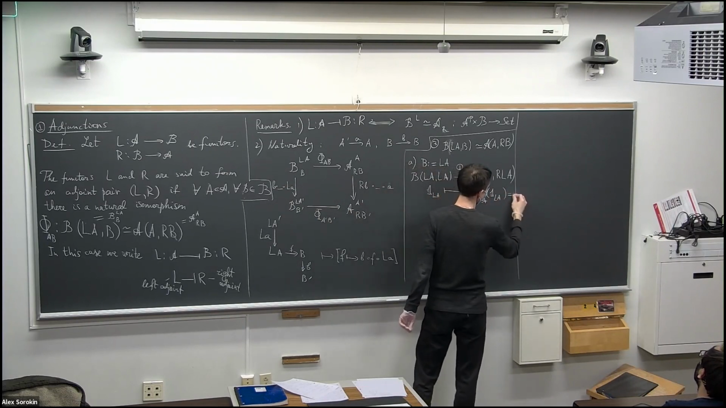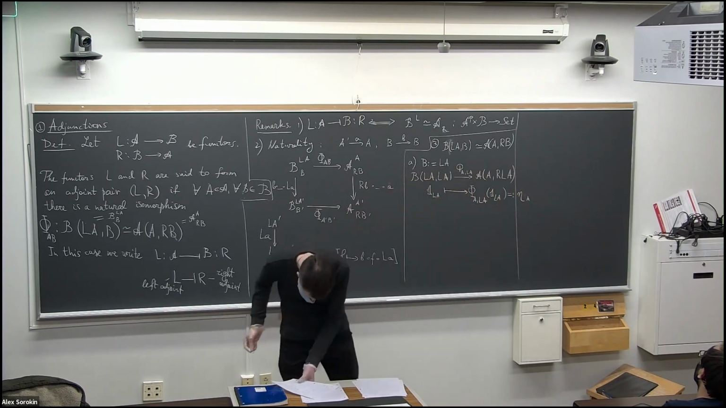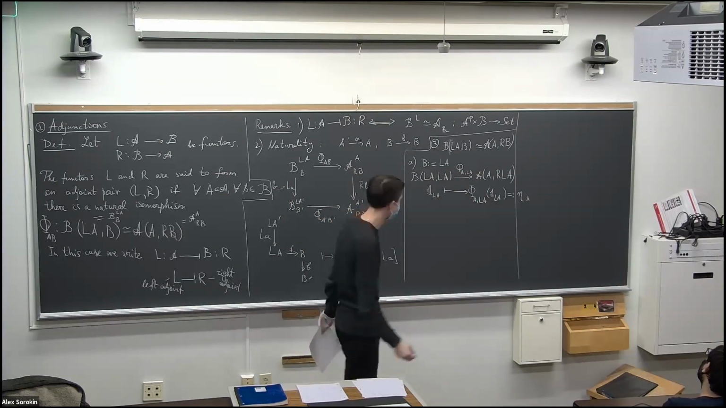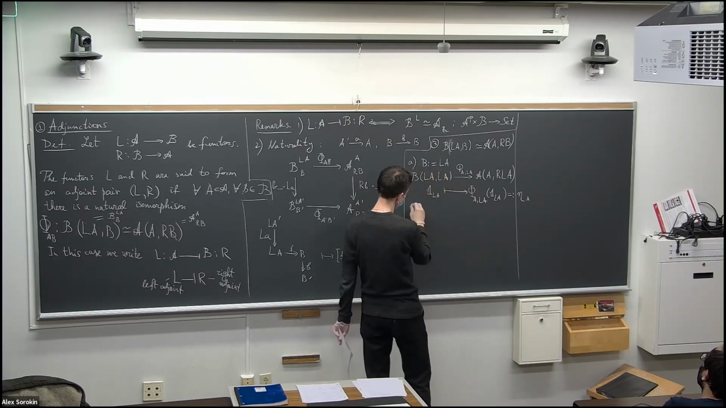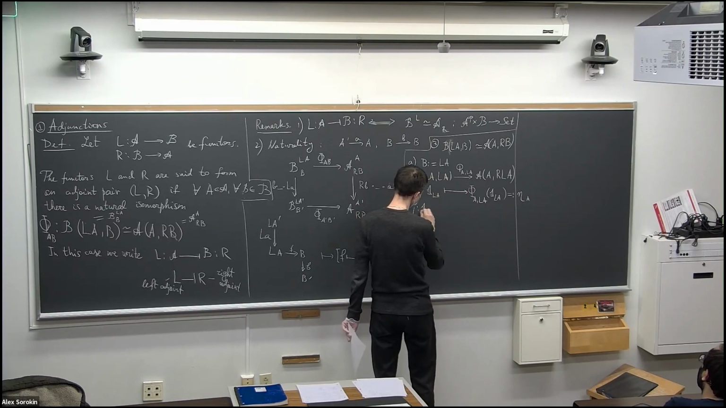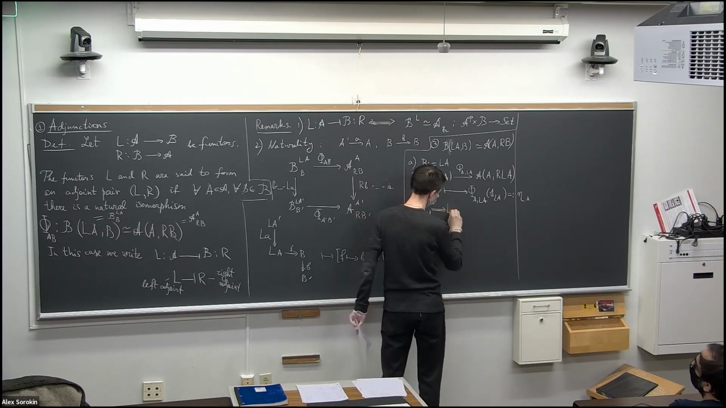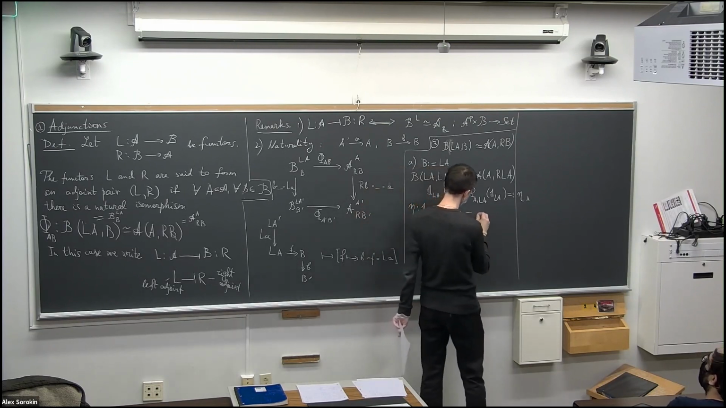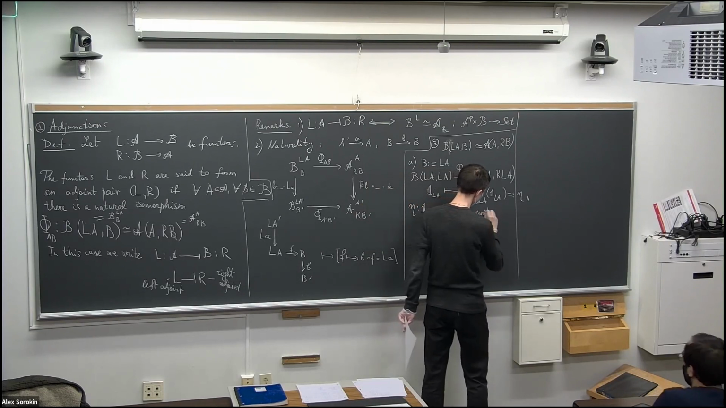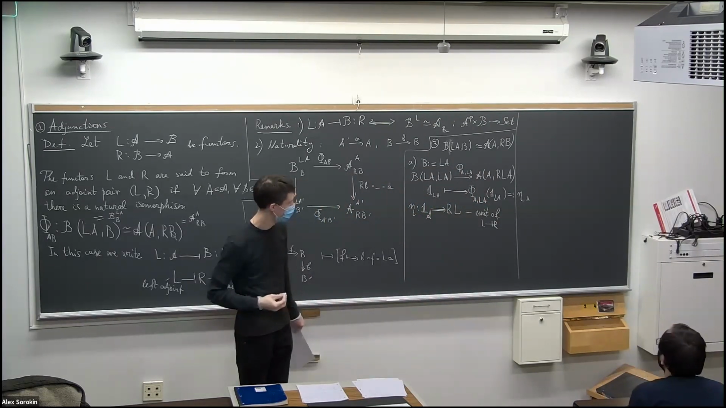And this thing we denote as eta sub A. By naturality, we obtain that eta is a natural transformation from the identity functor on the category A to RL. And this natural transformation we call the unit of adjunction. That's how it arises.